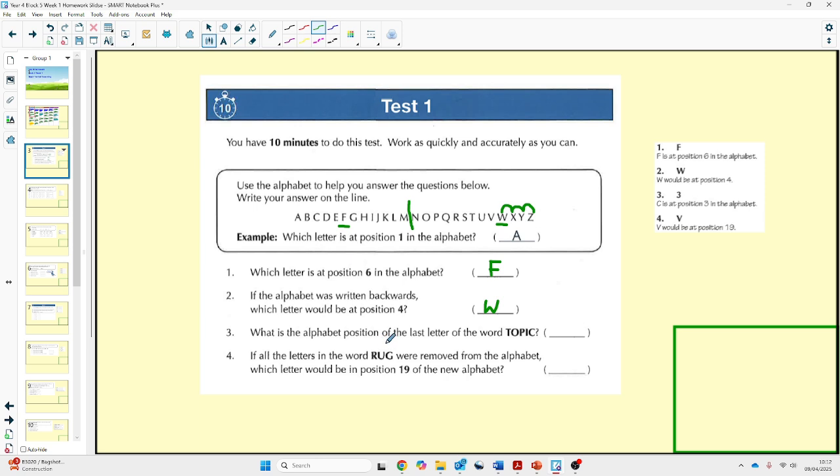What is the alphabet position of the last letter of the word topic? So the last letter in topic is C. Let's have a look where C comes, and this would be in the 3rd position.